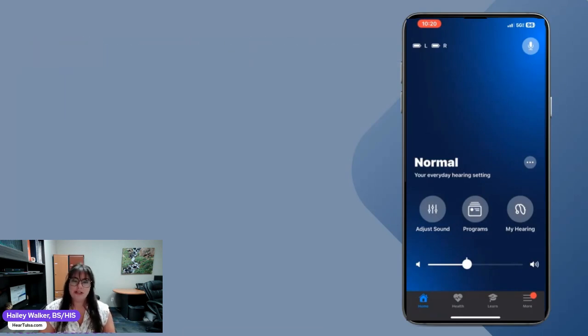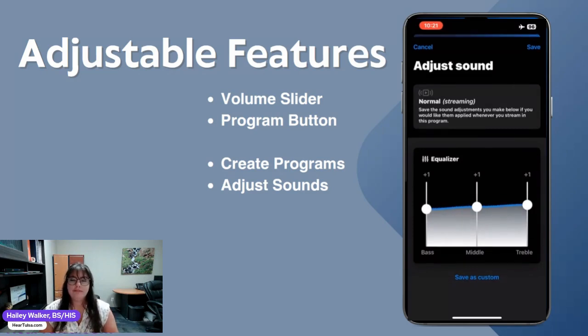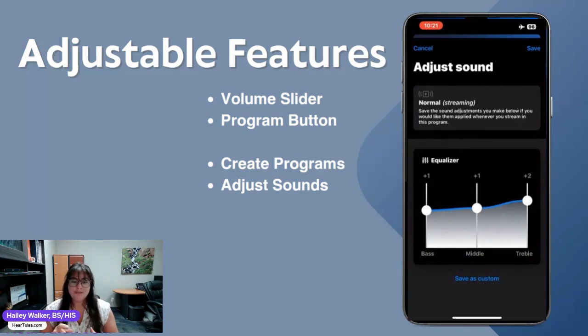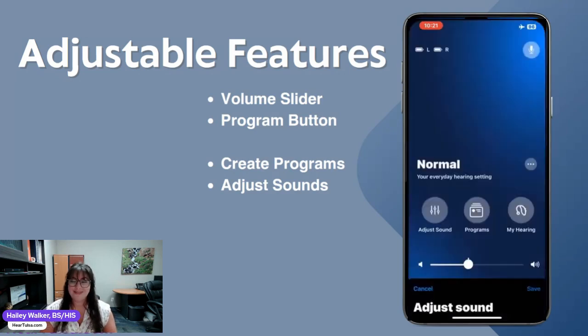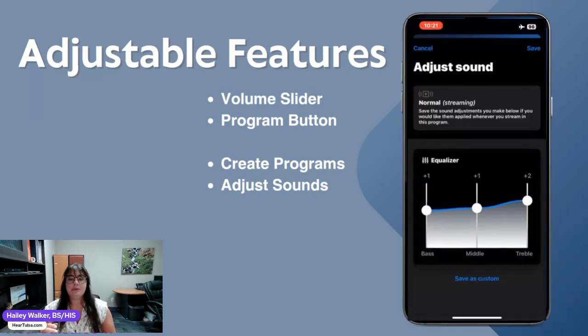Our hearing care professional did not set that up for us, so it's not going to be in our normal rotation there. When we want to adjust sound, we can create a new program and adjust it there, or we can hit Adjust Sound on the left side of that main screen, and then go through if we need more bass, middle, treble, or less of any of those. We can either set it up in an already programmed program for us, or we can go through and make it our own custom program.